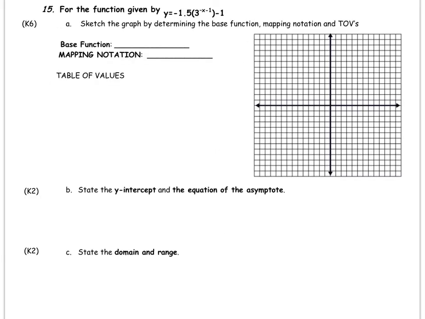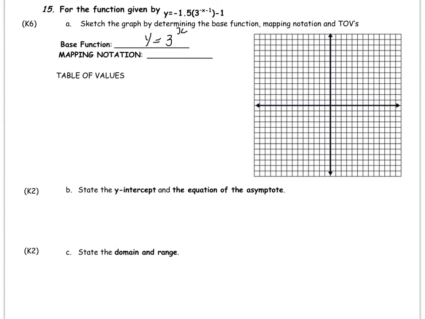The next question is the function y equals negative 1.5 times 3 exponent negative x minus 1, minus 1. We are supposed to graph it by determining the base function, mapping notation, and table of values. If we look at this function, the base function is very simple. It's going to be y equals 3 exponent x.